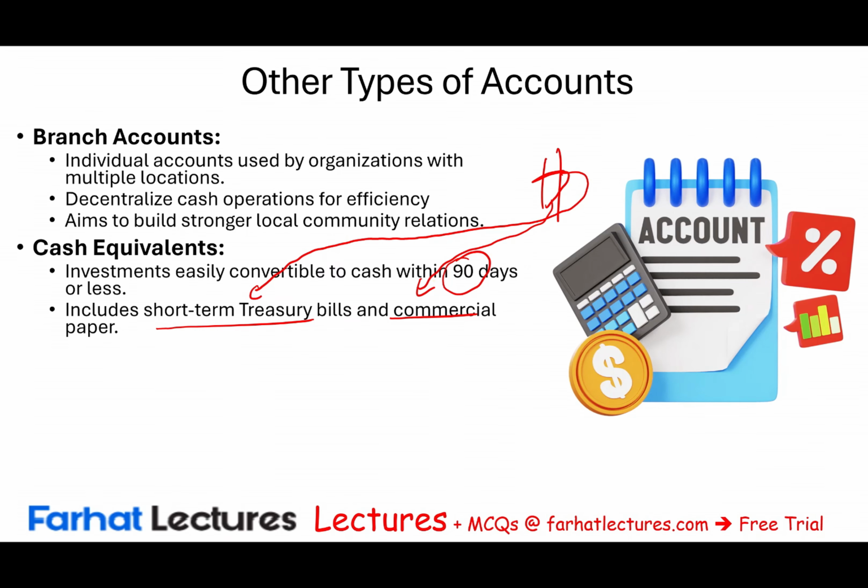Why are they called cash equivalent? Because they have a maturity of 90 days or less. They're going to be converted to cash. That's one. And they are easily converted to cash. That's two. So if we want the money, we could easily switch them back to cash. Anyway, their maturity is less than 90 days.